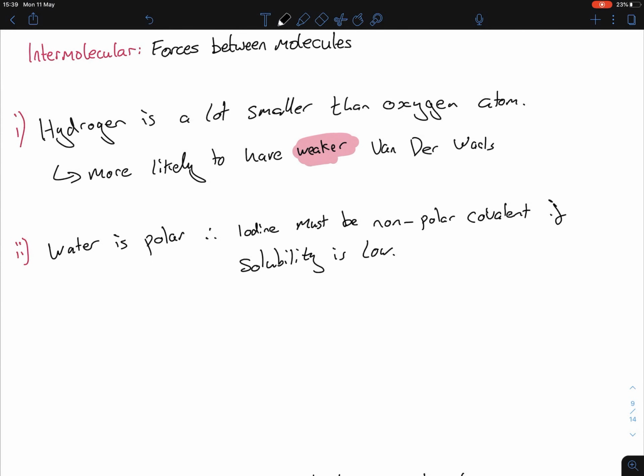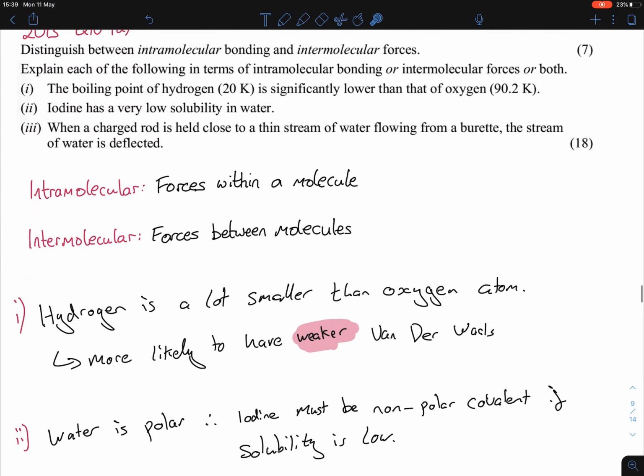Anything else to say on it? No. Just that you must say both. You must specify that water is polar, and you must specify that iodine is non-polar. Next, for part 3, and I have this one answered already.